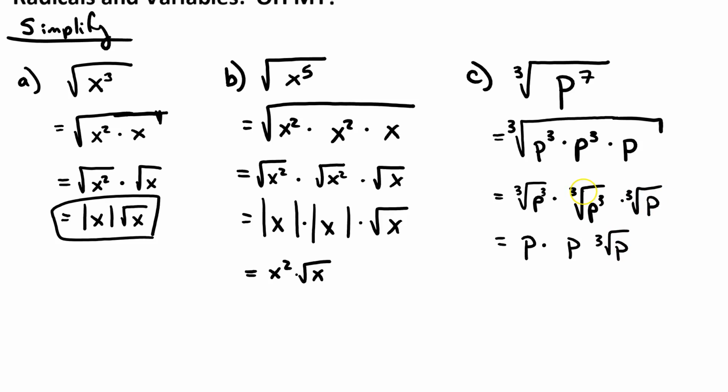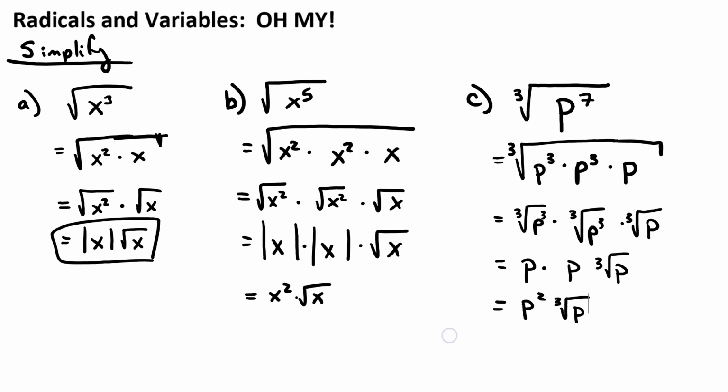I can say that the cubed root of 2 to the 3 is 2, right? The cubed root of 8 is 2. So I can simplify these ones, but this one you can't simplify. But I can simplify this a little bit more. I can say p squared times the cubed root of p, just like that. So you're going to see some variables in some of the exercises that we're doing. I just don't want you to be too nervous about them because they're pretty easy to simplify.